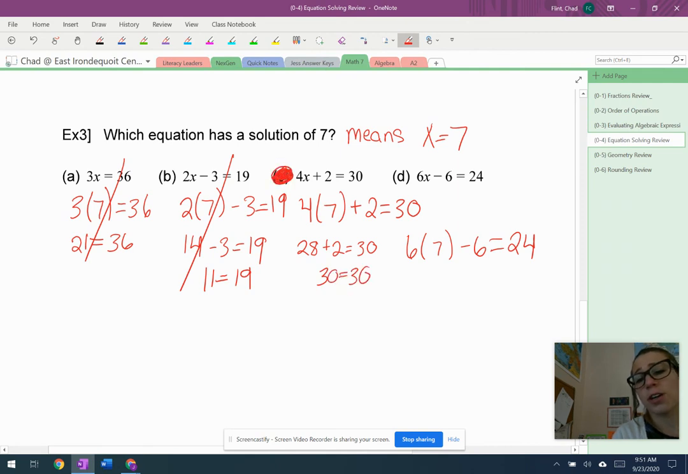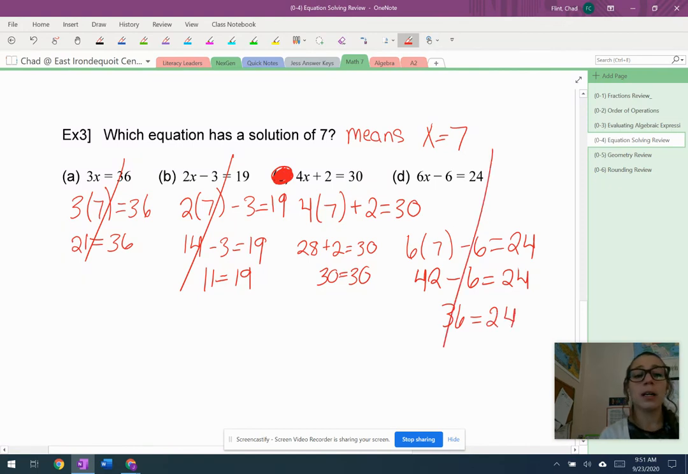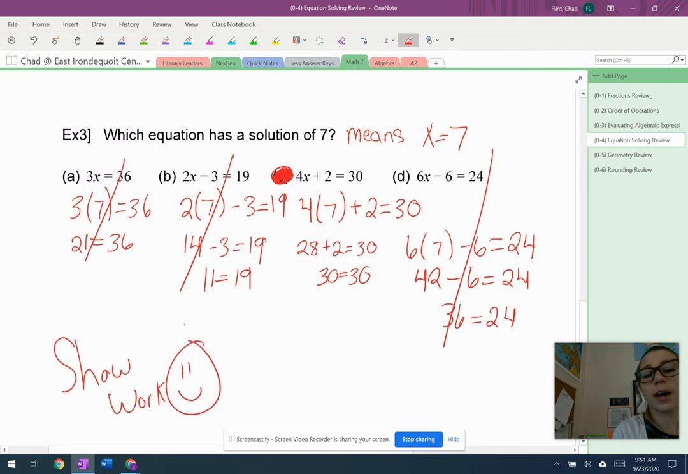But we always want to check all of our choices just to make sure that we didn't make a simple mistake somewhere. 6 times 7 is 42, minus 6 is definitely not 24. 42 minus 6 would be 40 minus 4, which would be 36. And 36 is not equal to 24. Make sure you show work. All right, go ahead and give that homework for 0-4 a try and submit that when you're done.